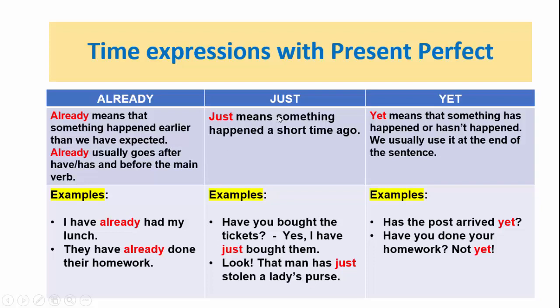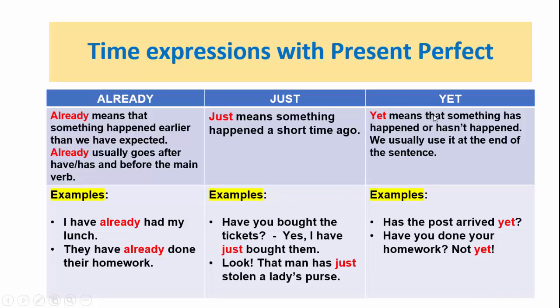Just. Just means something happened a short time ago. Examples: Have you bought the tickets? Yes, I have just bought them. It means that this action happened a short time ago. I have just bought them. Look, that man has just stolen a lady's purse. Here we can understand that the purse was stolen a short time ago.